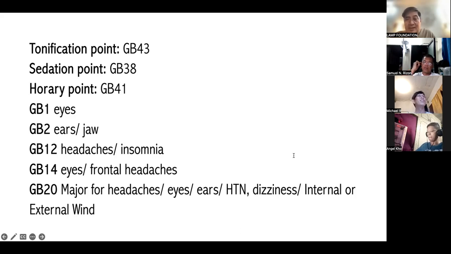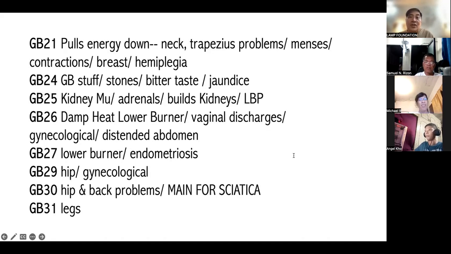GB14 is also for the eyes. That's why yung mga may problema sa mata, try yung GB1 and GB14. GB14 is also good for frontal headaches. Gallbladder 20, very popular. Major point for headaches, the eyes, ears, hypertension, dizziness, internal and external wind. GB21, pag ganito ka lang, that's your GB21. It pulls the energy down.